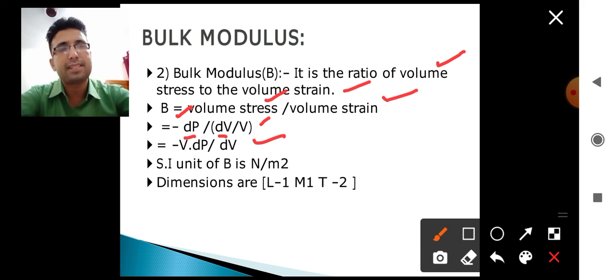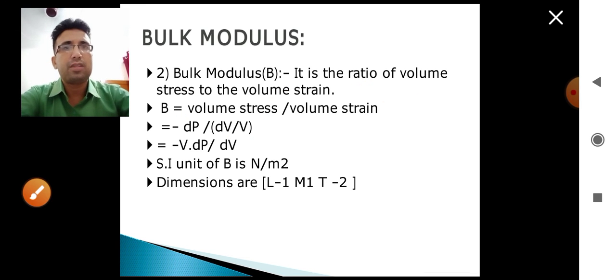And again, the SI unit of bulk modulus is Newton per meter square and the dimensions are M^1 L^-1 T^-2. In this way we can find out the bulk modulus.